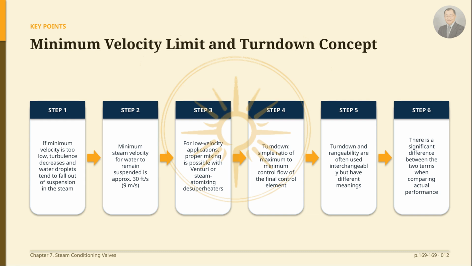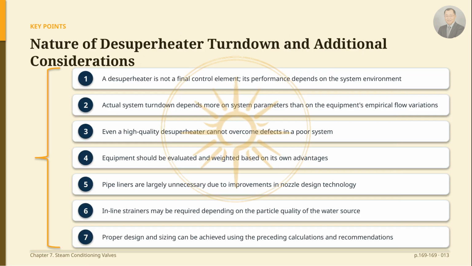One of the most overused and misunderstood concepts in desuperheating is turndown. When applied to a final control element such as a valve, turndown is a simple ratio of the maximum to the minimum controllable flow rate. Turndown is sometimes used interchangeably with rangeability, but their exact meanings differ considerably when comparing actual performance. I would like to introduce the nature of desuperheater rangeability and the auxiliary elements to consider.